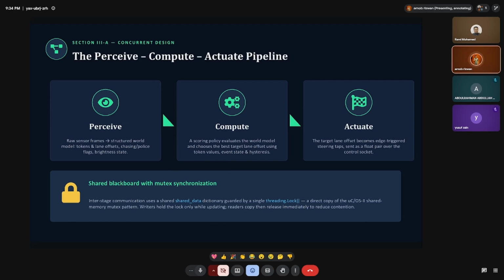So among all of this, the important part is how these three stages talk to each other. They share one common data structure. The shared data dictionary is protected by a threading lock. This is a direct copy of the uC/OS-II shared memory mutex pattern, where writers hold the lock only for the brief moment they're updating, and the readers grab a copy and release it immediately. That keeps contention low, so a slow stage never blocks the others.